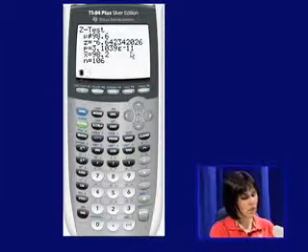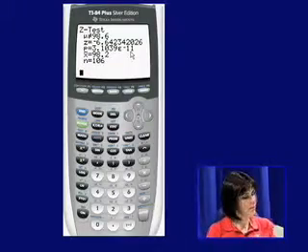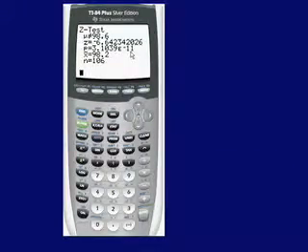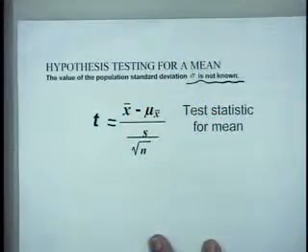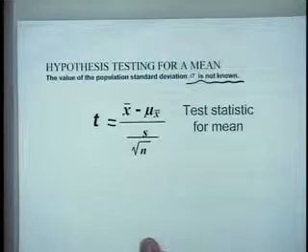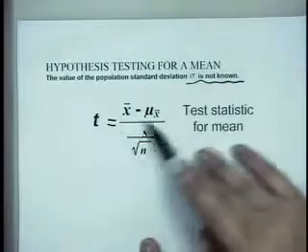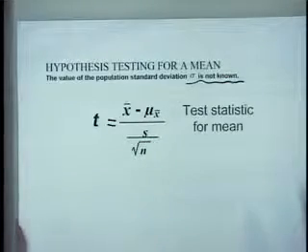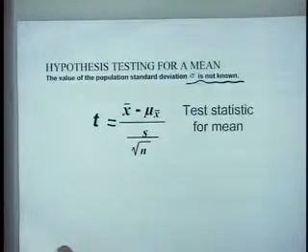Now, I'm going to do one more example. Let's go back to the paper, and I will do hypothesis testing for a mean when sigma is not known. In the previous example, I had the sigma in my hands, but in this case, I don't. So when you do that, you have to use the t statistic instead of z. If you were to do these calculations by hand, you would use this formula. The test statistic for the mean is going to be t.